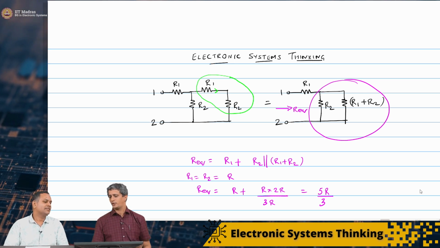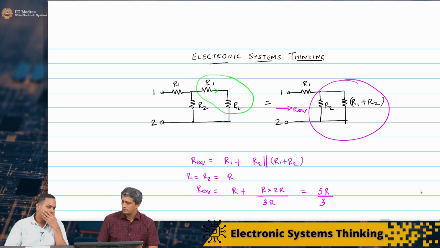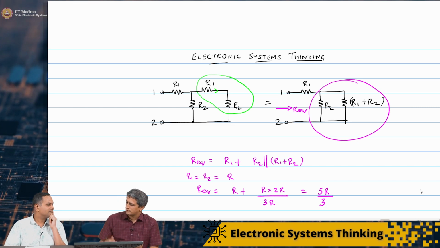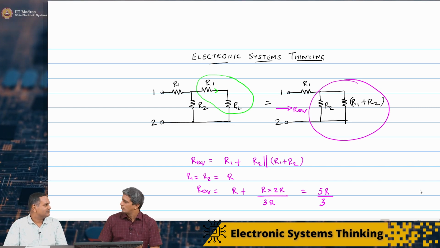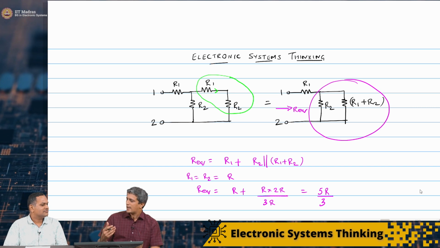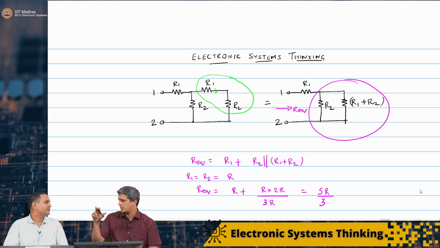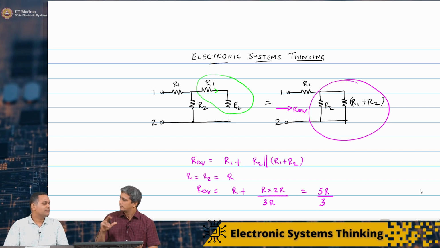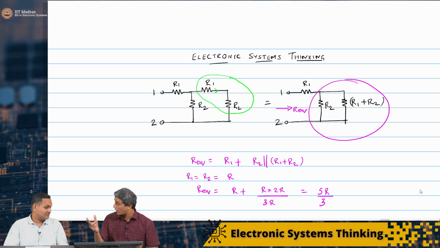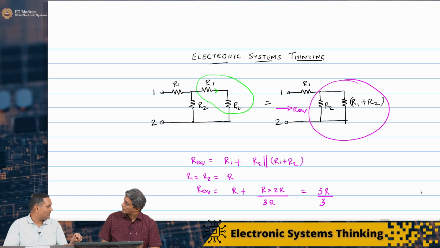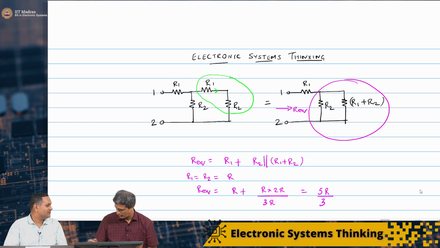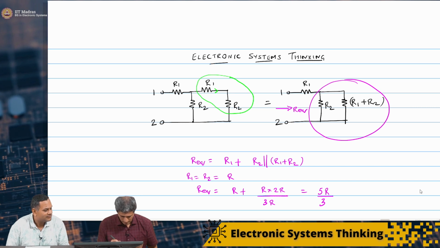5R by 3. Perfect. So this was nice, but let's say I want to make this slightly more interesting. I add another branch of this: R1 series, R2 shunt. I add one more, another one like this. If we do add one more section, we may see a pattern. Shall we try that? Yeah, we can do that.